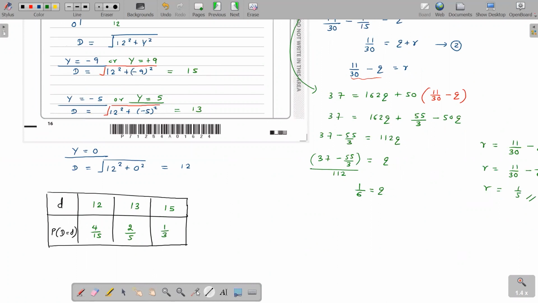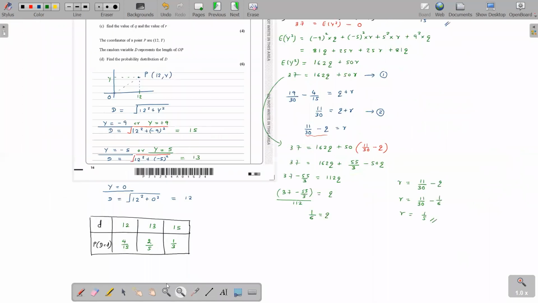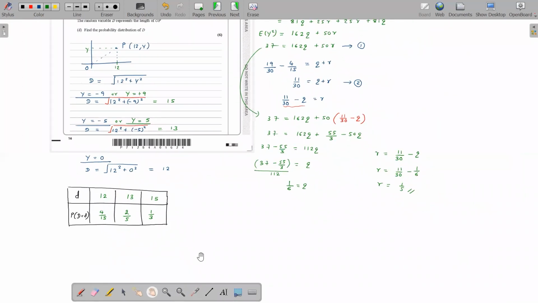Okay, another way to check whether your probability distribution is correct: add all these 3 probabilities and make sure it adds up to 1. If it adds up to 1, then what you've done is correct. Because I found all these 3 probabilities manually by using the table, when you add all the probabilities, the answer must be equal to 1. So it is equal to 1. So then this is correct. Okay. Is everything clear? Okay.